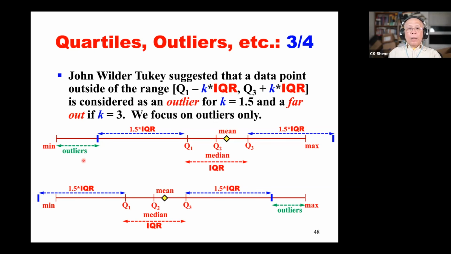And if we choose K equals 1.5, going from here to here, data points not in this range, that is, data points from the minimum to here, are referred to as outliers. By the same reason, if 1.5 times IQR plus Q3 is here, all data points from this point to the maximum are also referred to as outliers. Why do we have outliers?